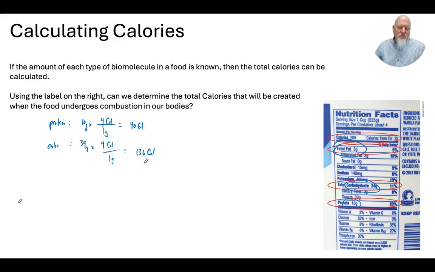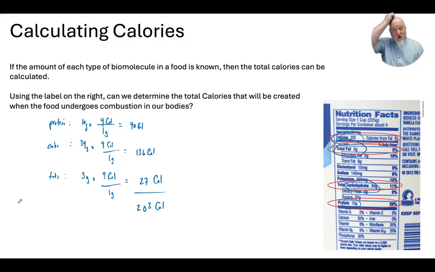Sorry. Capital C. And then for fats, we said that fats produce 9 calories per gram. Here we can see we got 3 grams, and that's 9 calories for every 1 gram. That's 27. So if we add all those up, I got 203 Calories. And you can see on the label, they got 200. They just round to 2 significant figures. All right. So that's how the calorie content is determined in foods.